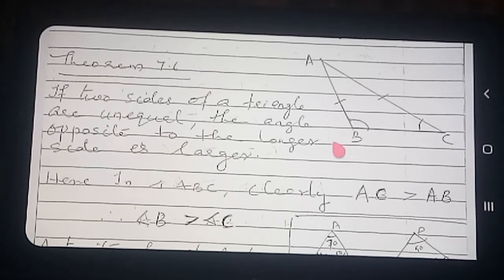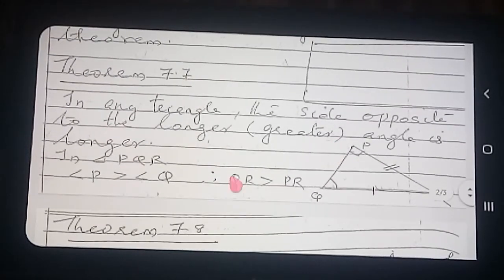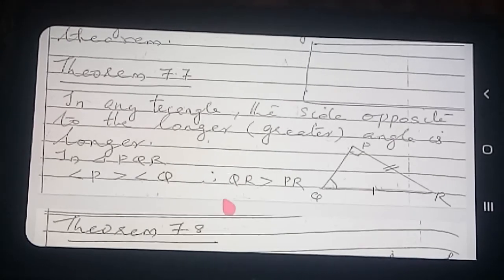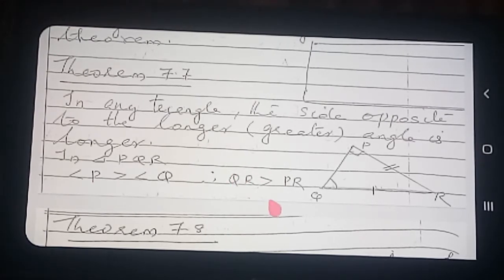Similarly, the next theorem is just the converse of that one. So here which angle is greater? Here angle P is greater. If angle P is greater, its opposite side is greater. What is its opposite side? QR. Therefore QR is greater. Keep that concept in mind. The statement may not be asked as it is, but it will be asked in MCQs, fill in the blanks, or true or false. So angle P is greater, so its opposite side QR is greater.